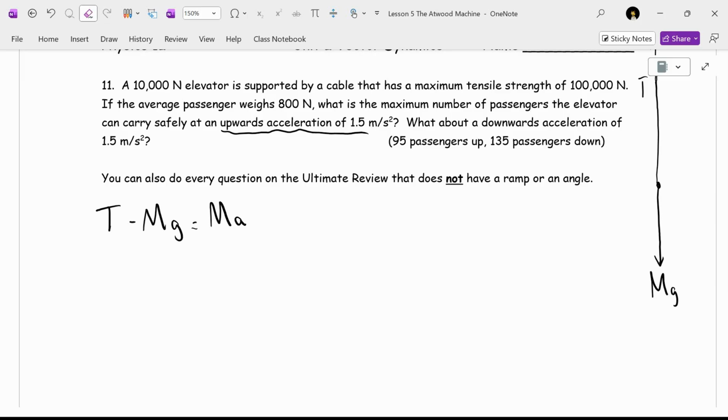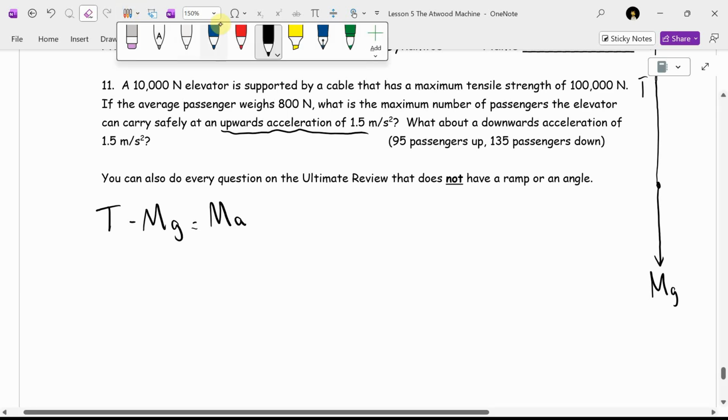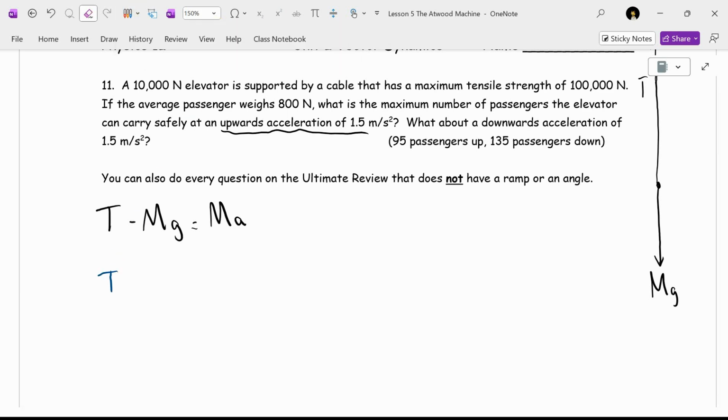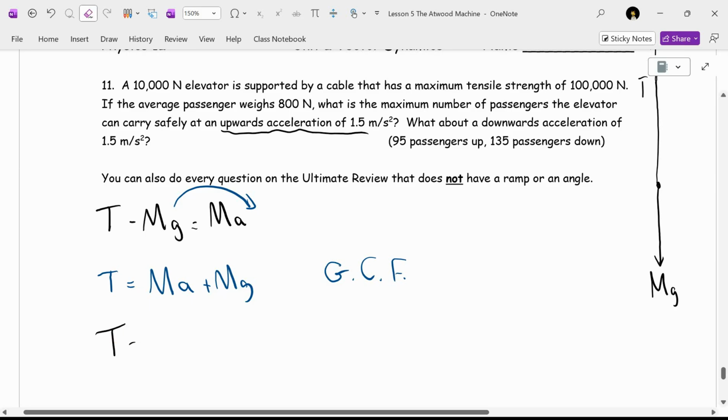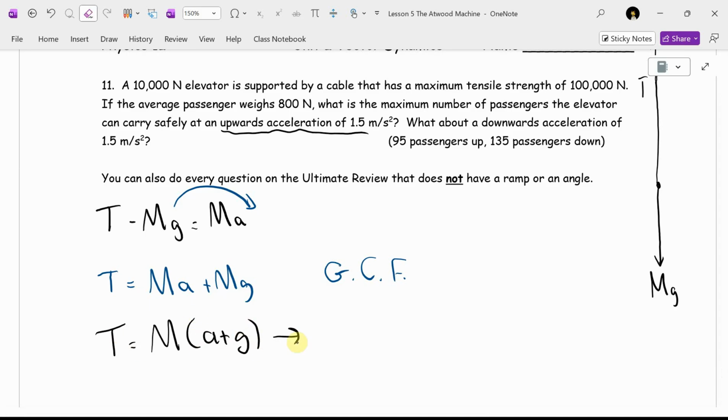I'd like to see what the maximum big M can be. I want to get the big M by itself. How many big M's do I have? 2. How many would I prefer? 1. I'm going to add the Mg over, like that. And then I'm going to use my classic Math 9 greatest common factor. I'm going to say, okay, big M bracket A plus g, and I can get the big M by itself. It's going to be the maximum tension divided by A plus g.